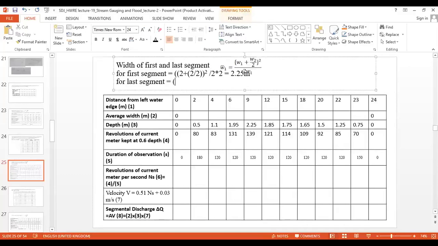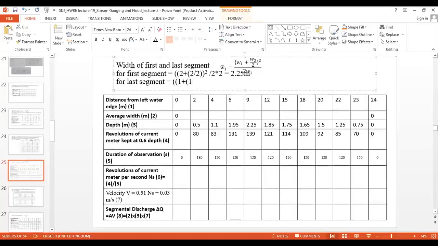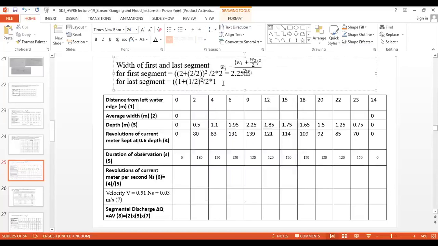So that is 1 plus half of the adjacent. Who is the adjacent? The one between 22 and 23, this is the adjacent, and its width is 1. So this is 1, and its half is 1/2. Bracket squared upon 2 times its own width. Its own width is 23 to 24, that is 1. Clear, this will be in superscript. So what is the answer here? 1.125.